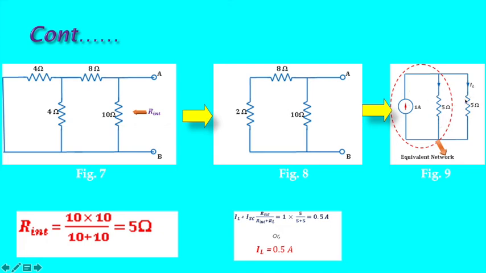Here 5 ohm is the load resistance, and this is Norton's resistance and the short circuit current. All are in parallel. Then calculate the load current using the current divider rule. So the load current is ISC into the internal resistance divided by internal resistance plus load resistance. Then we get IL equal to 0.5 ampere. This IL passes through the 5 ohm resistance. This is the answer.